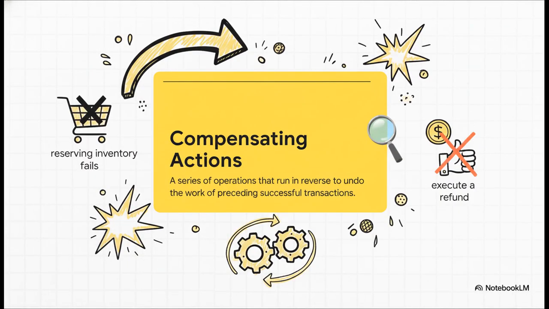And those undo steps have a special name, compensating actions. Now, this is a really key point. A compensating action isn't just a simple rollback. It's a whole new transaction that explicitly reverses something that already happened. So, if reserving the inventory fails, the compensating action is to actively issue a refund. That's how we clean up the mess and get back to a consistent state.